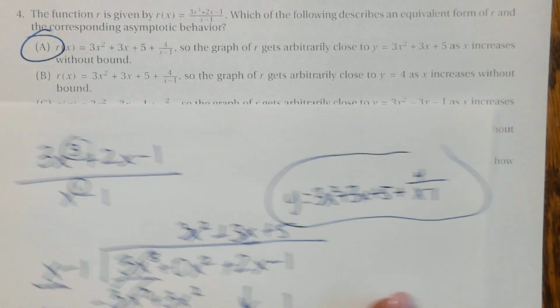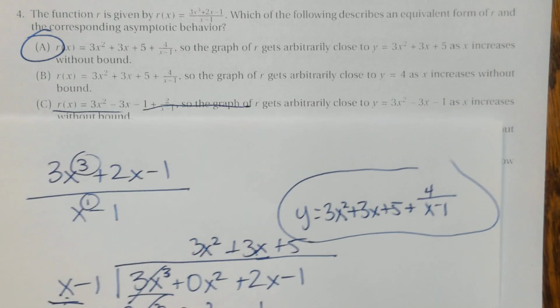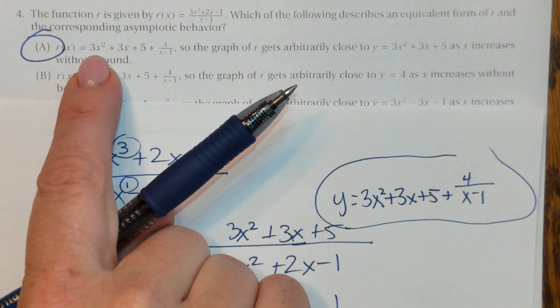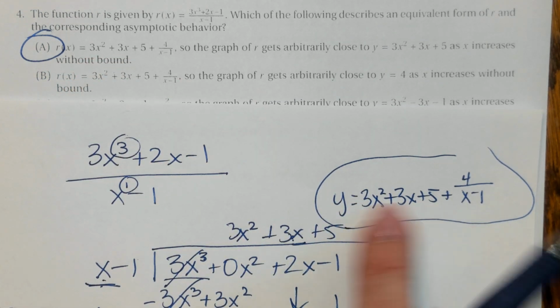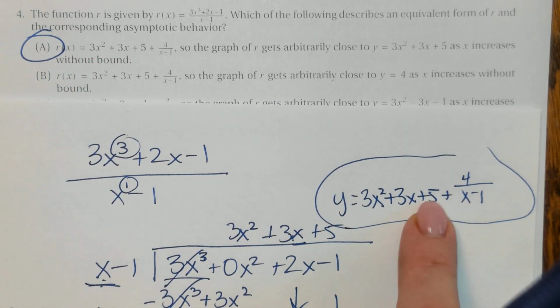It does not get closer and closer to this remainder. That's what option B said. It does not get closer and closer to the remainder. It's going to get closer and closer to this entire equation that describes the slant asymptote.